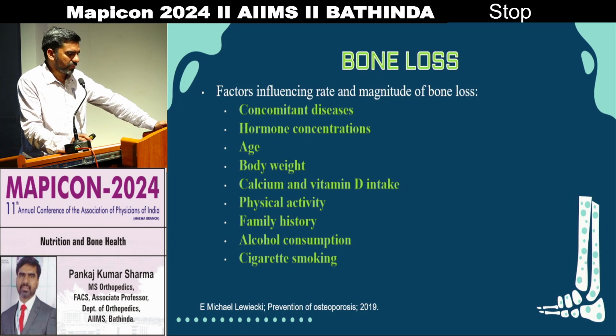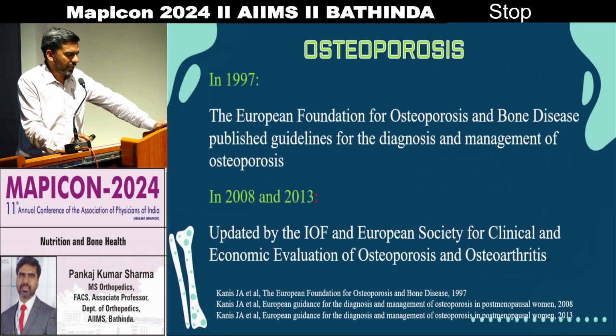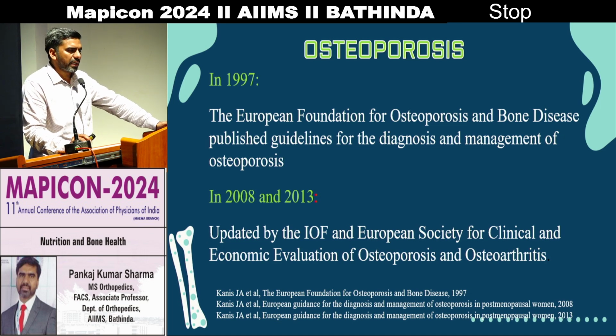There are a number of factors: underlying diseases, hormone diseases, age, body weight, calcium and vitamin D intake, physical activity, family history, alcohol consumption, cigarette smoking. They are common factors which can be found anywhere, in any age group. Osteoporosis is very common and a very wide topic, but I am not taking more time for this. It is directly measured by the BMD, with DEXA scan, and nowadays ultrasound-guided scan also, CT-guided scan also. You can measure osteoporosis that way.